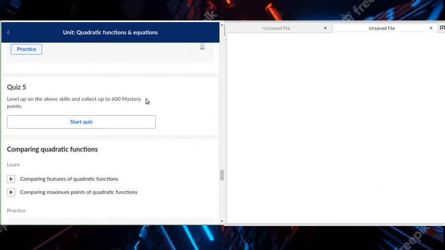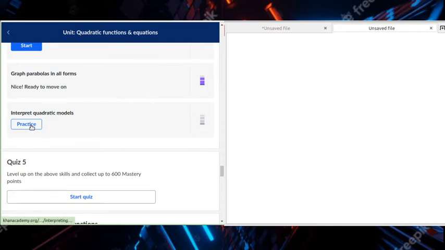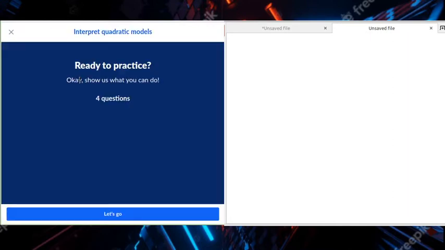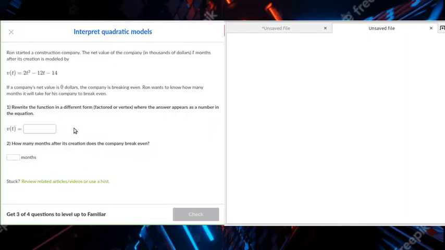Okay, so we're going to be working on interpreting quadratic models. So we're going to have to try and figure out what things mean. That means we're going to have to read. I keep telling all my students, you have to read.